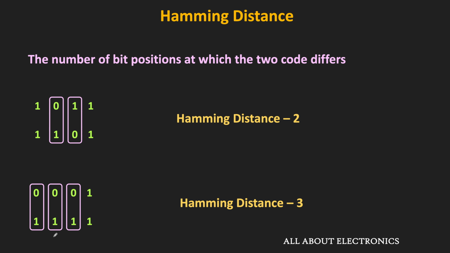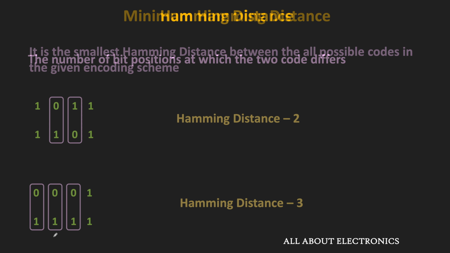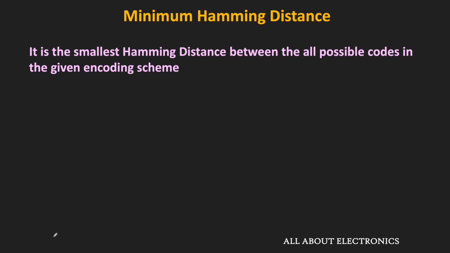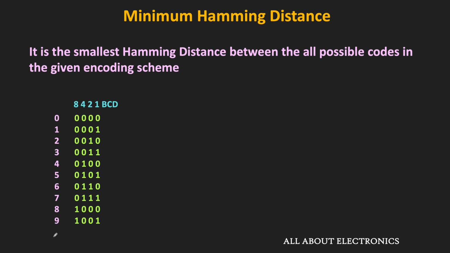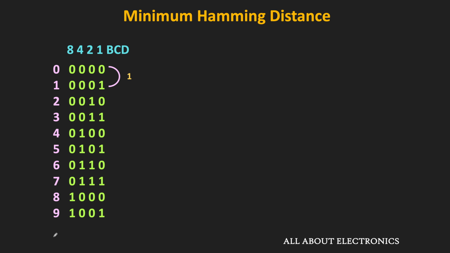Alright, so now let us understand the concept of the minimum Hamming distance. The minimum Hamming distance is the smallest Hamming distance between all possible codes in the given encoding scheme. To understand that, let us take the case of the BCD code. Here, the Hamming distance between the first and the second code is equal to 1.